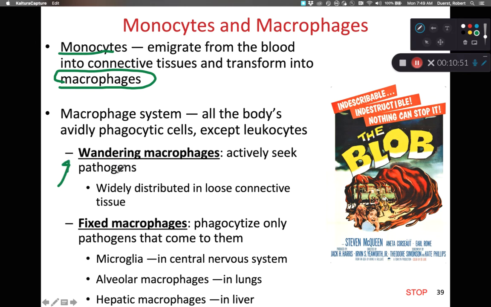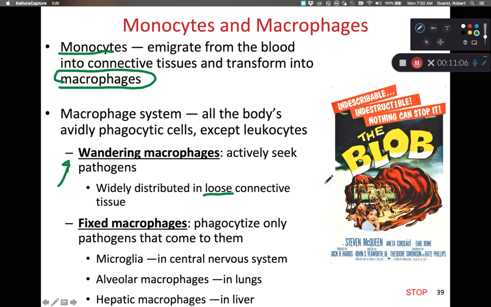Wandering macrophages are constantly moving around, actively seeking out pathogens. They are very widely distributed, particularly within the loose connective tissues of our bodies. Think of areolar connective tissue. That's the one that pops into my mind almost immediately.